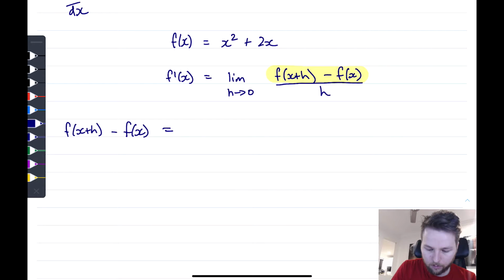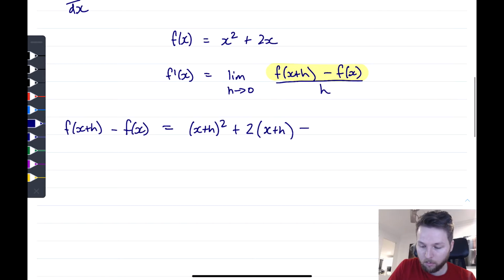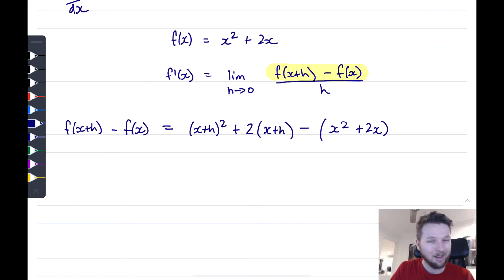So we're going to have (x plus h) squared plus 2 times (x plus h) minus f of x. So minus our original function, x squared plus 2x. Now our brackets are important here because this minus out the front acts on everything that's inside the brackets. Now let's expand and simplify here.